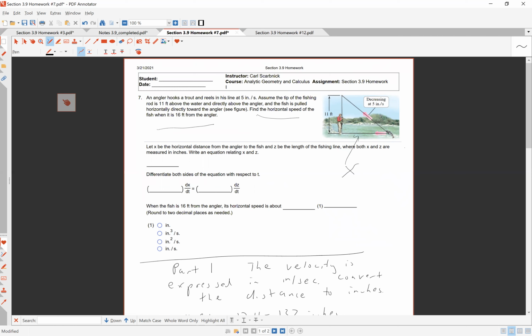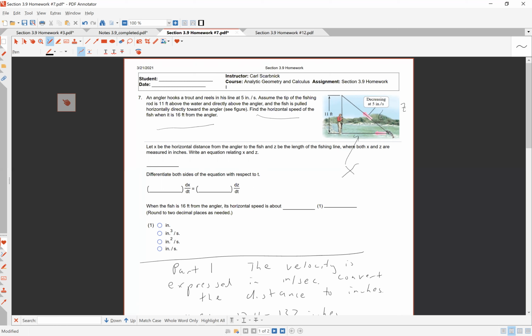They tell us what variables to use. So x is the horizontal distance of the fish from the fisher person, and z is the length of this line here. You can see there's this fishing pole, which is straight up, and the line from the pole to the fish is called z, and that's the hypotenuse of the right triangle. The length of the line is the hypotenuse, and we're told the pole is exactly 11 feet.